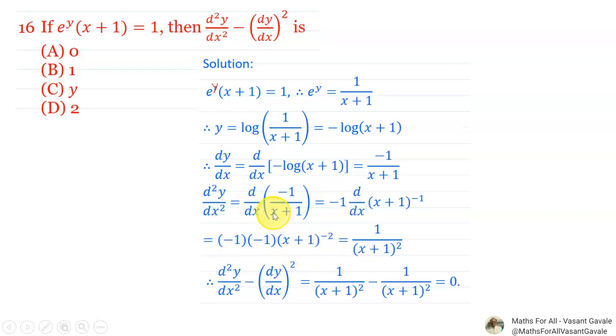पुन्हा इथे ही पॉवर न्यूमरेटरला आहे ना, हे मायनस 1 इथे आला. इथे न्यूमरेटरला आल्यानंतर त्याची पॉवर मायनस होणार. पुन्हा हा मायनस 1 पुढे येणार. त्याच्यातनं 1 मायनस करणार and you will get here (x plus 1) to the power minus 2, and yes, minus and minus that will become plus. Overall you will get here 1 upon (x plus 1) whole square, and hence d2y by dx square and (dy by dx) square, both are the same, and hence its value is 0 and hence option A is correct there.